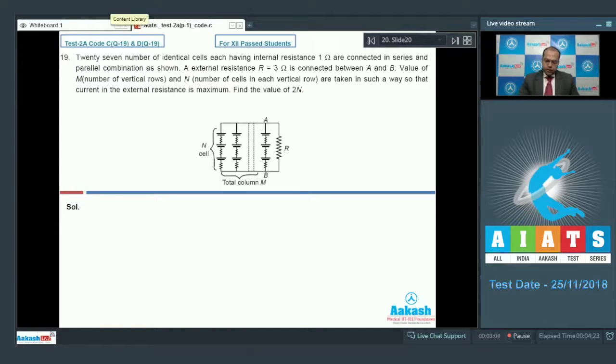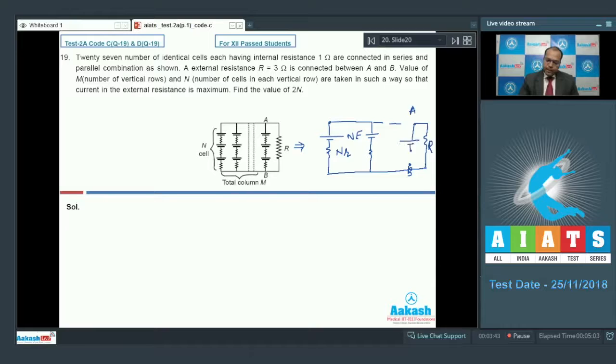So if I redraw this given circuit, then the equivalent can be replaced. Since there are N cells in a row, the EMF of the battery will be Ne and the internal resistance is N into r, where small r is the internal resistance of each cell. So these vertical rows can be replaced in this way, and this is my point A and B, and in the last it is connected with the external load resistance capital R.